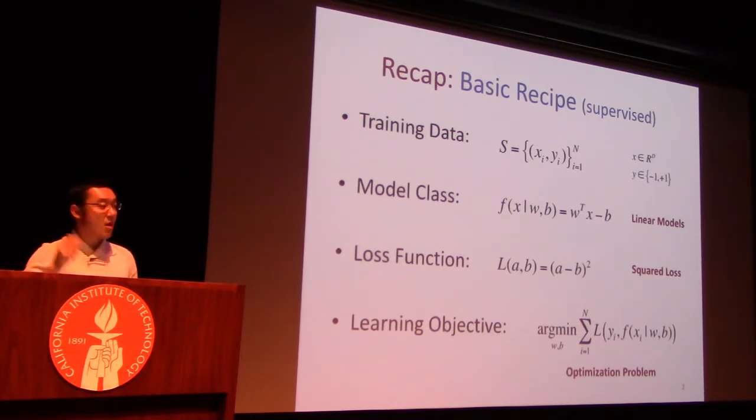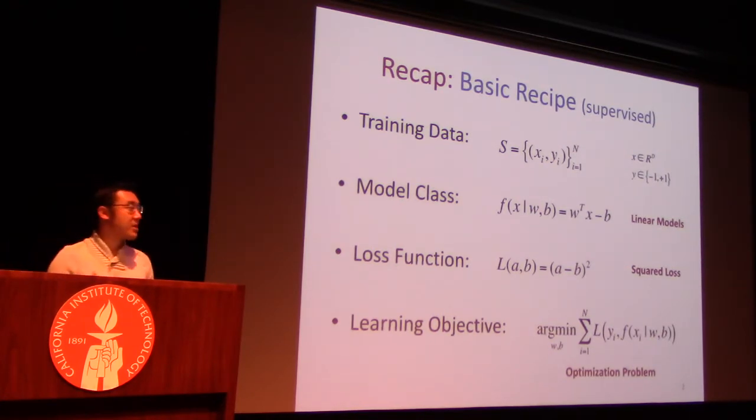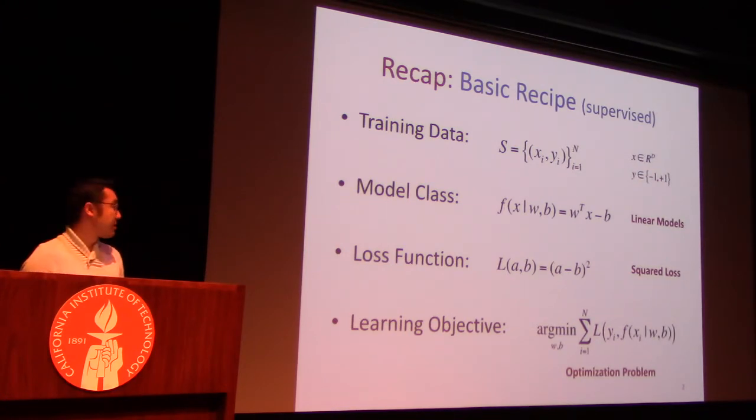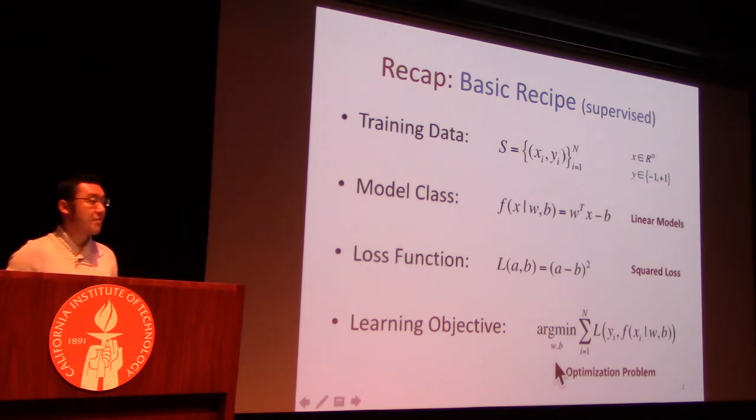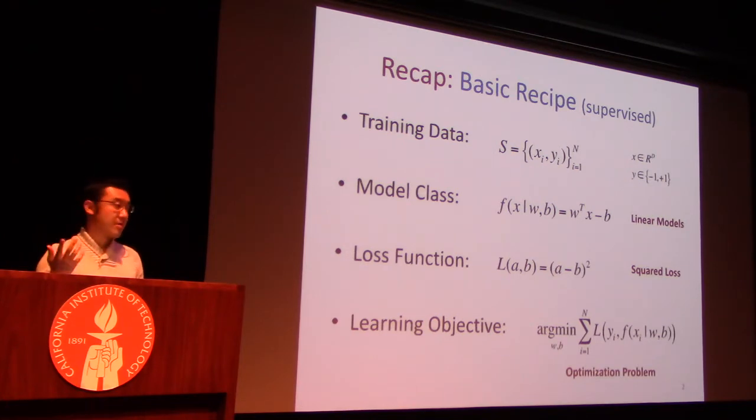Given all that in the recipe, we then specify a learning objective, which is specified in this bottom one, where basically we want to minimize this loss function over our supervised training examples. And by minimize, I mean find the W and the b that minimizes this loss function, right? And this minimization problem is known as an optimization problem. And in this case, the learning algorithm, if you will, basically boils down to solving this optimization problem. So that's the basic recap of the last lecture, at least the learning objective part.